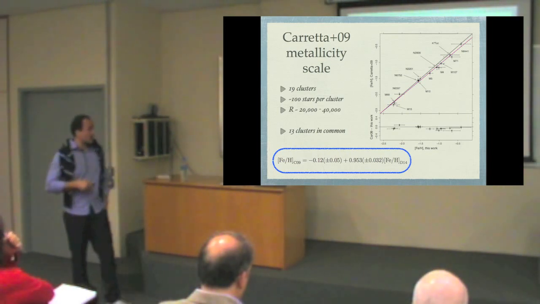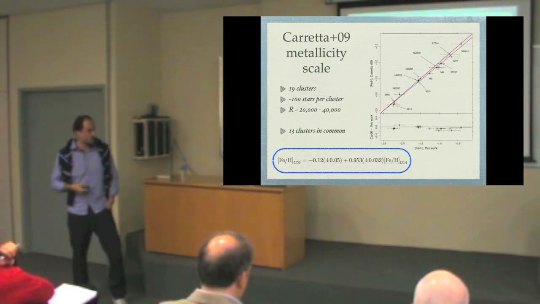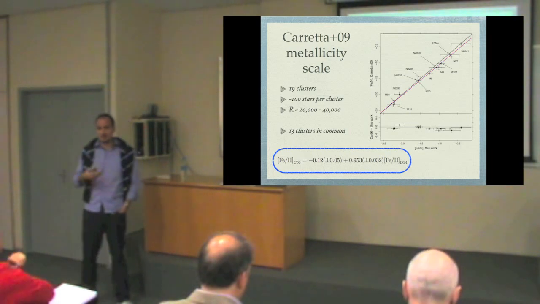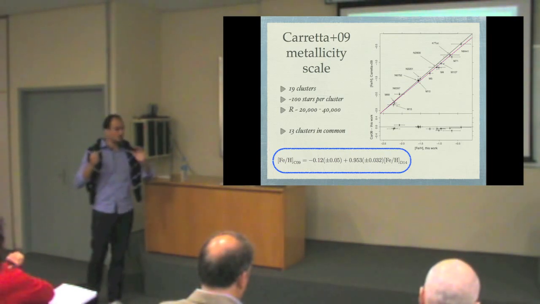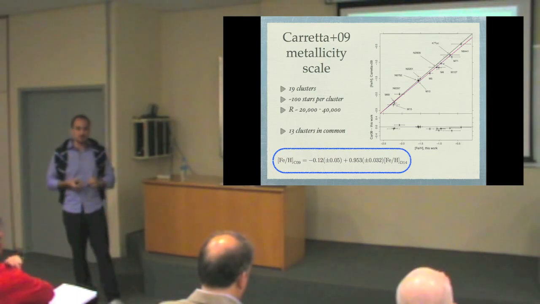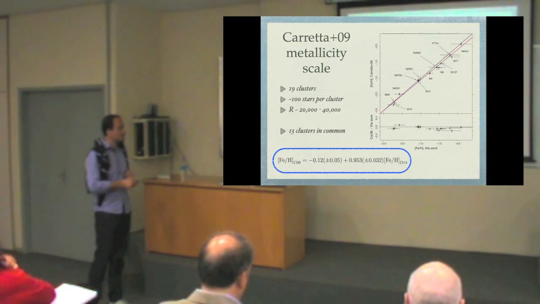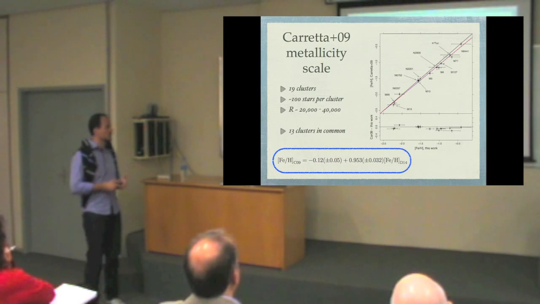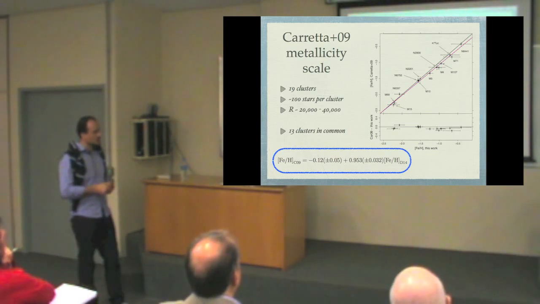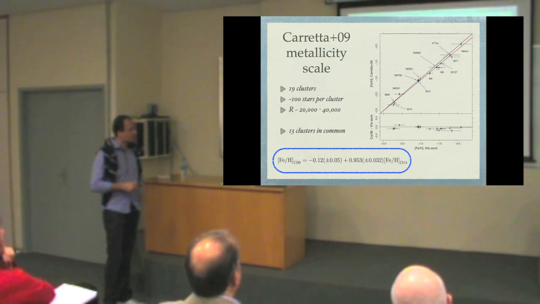Carretta et al. 2009 published a set of 19 globular clusters in the Milky Way, observing 100 stars per cluster with very high resolution. So the results are very good for each cluster and very well constrained. And we have 13 clusters in common, so we can compare our clusters with them. And these 13 clusters also cover the whole metallicity range, so it's very good to drive a scale here.